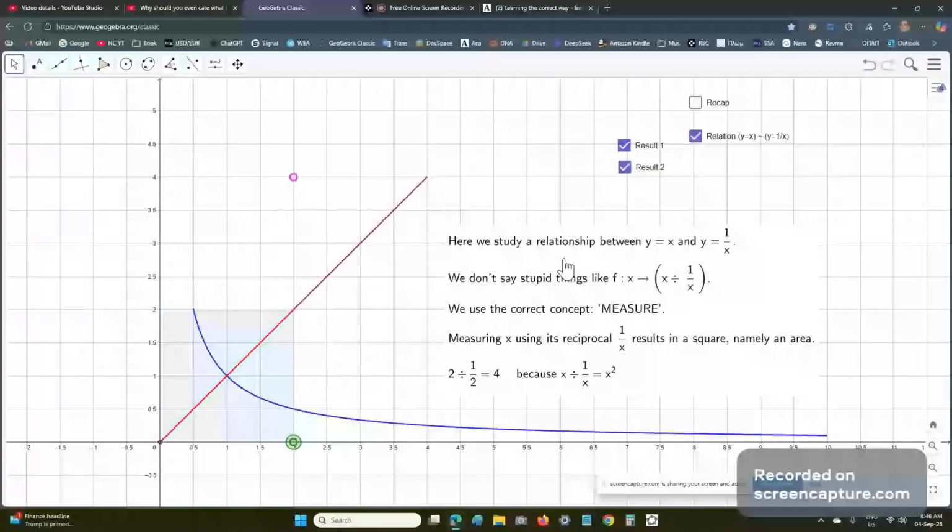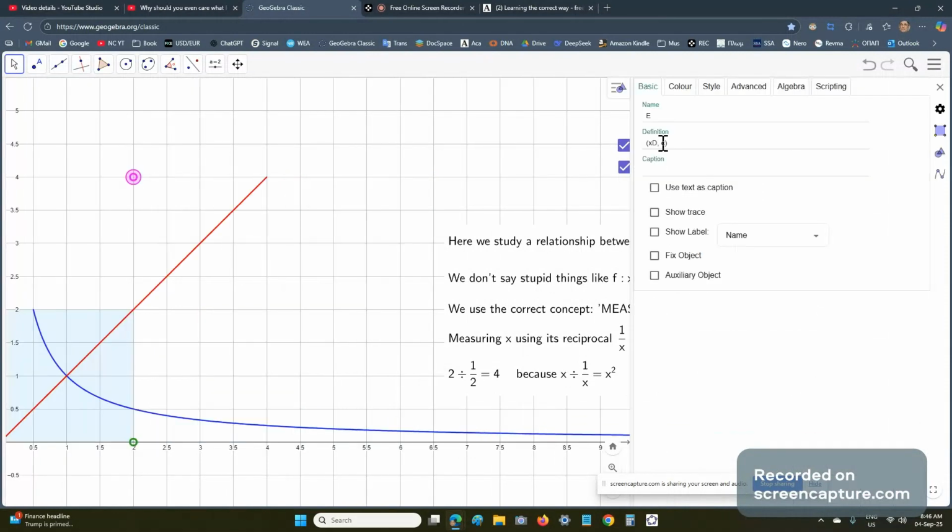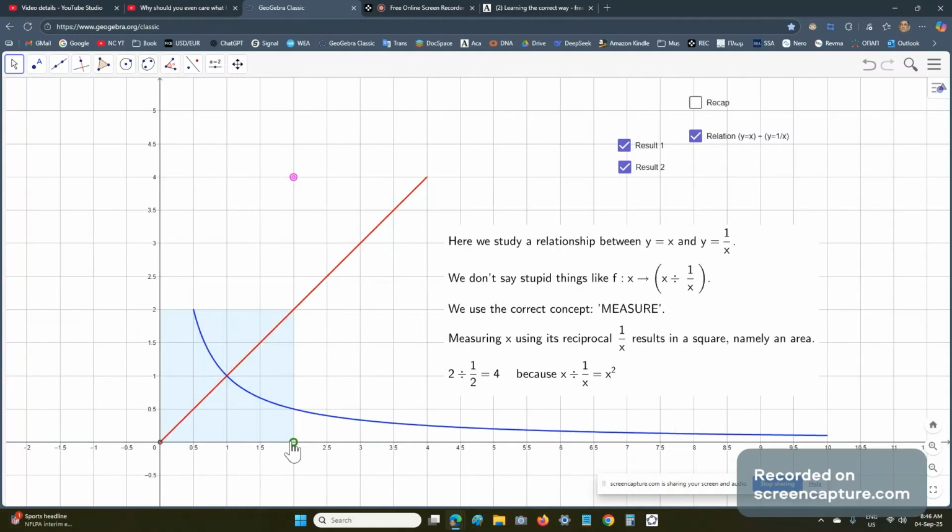So what are we saying here? We're saying that we're measuring this line here using this line. Okay, and that gives us the concept of area or the hyperbola. Okay, this guy here, which, by the way, gives us the basis for calculating areas.